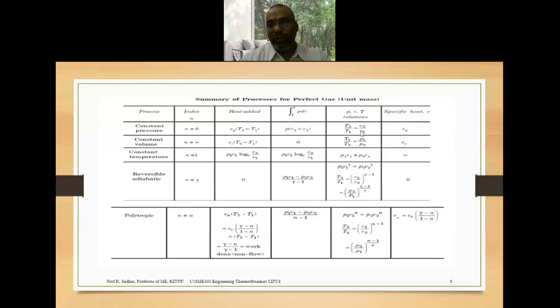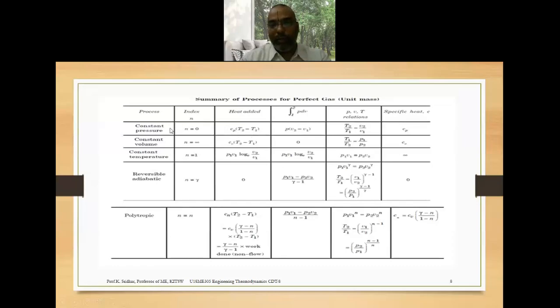So V1 by V2 is equivalent to T1 by T2, or T2 by T1 is equivalent to V2 by V1. And similarly, how can you find the work during the constant pressure? It is P into (V2 minus V1). And delta Q is always equivalent to mCp delta T. Per unit mass of the substance, it is Cp into (T2 minus T1).